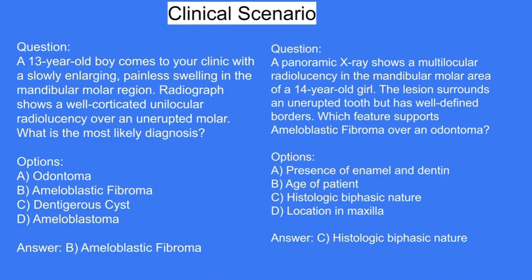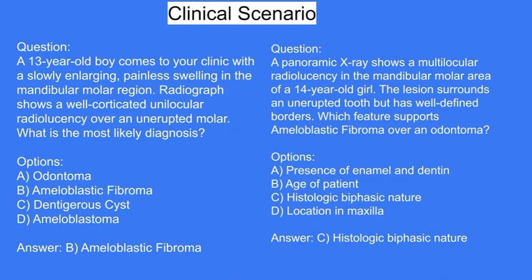So the explanation I want to give is why ameloblastic fibroma: because it occurs in young patients, average 14 years, commonly associated with unerupted molars, slowly growing, painless, well corticated radiolucency. We can see here odontoma usually presents differently in histology and is more calcified.